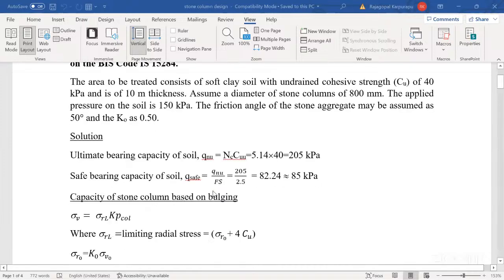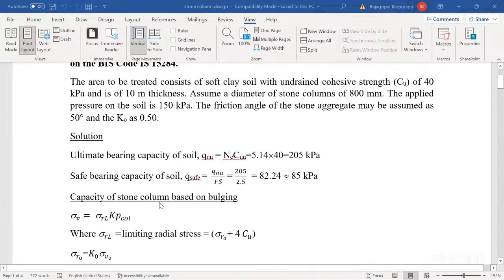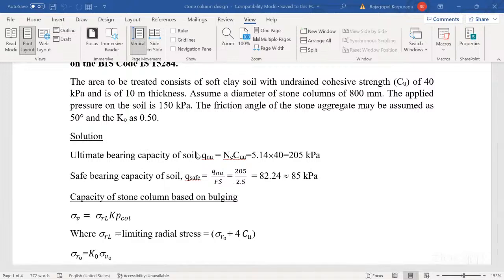And we want to determine the center to center spacing of the stone columns for unreinforced conditions. Okay. And so when your C is 40, ultimate bearing capacity of the soil is 5.14 times 40. 5.14 is our NC, and that's 205. And with a factor of safety of 2.5, the safe bearing capacity is 85 kPa, right?